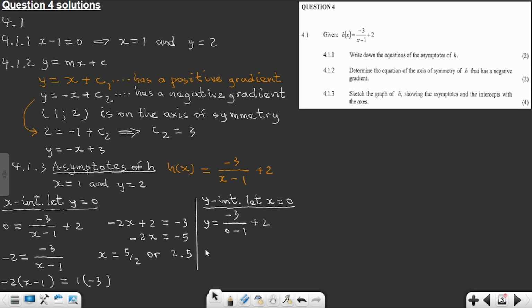And y is equal to negative 3 over negative 1. This is negative 1, and this will give you 3 plus 2, and y is equal to 5. So this is the y-intercept. Now you have your x-intercept and your y-intercept, and you also have the vertical asymptote and the horizontal asymptote. Okay, what else do we need?